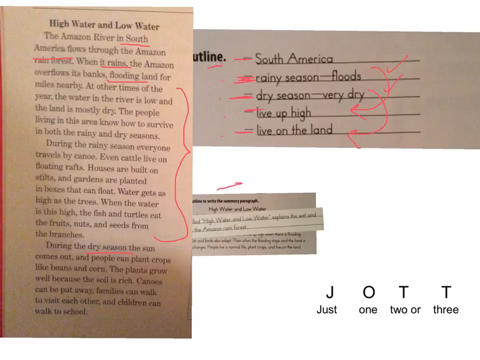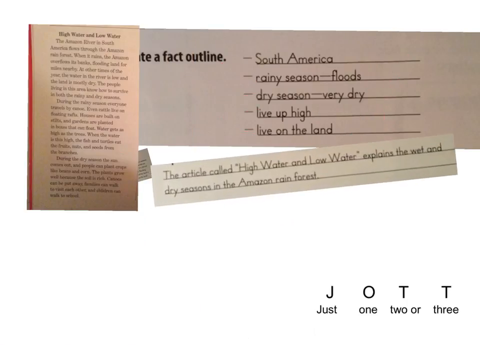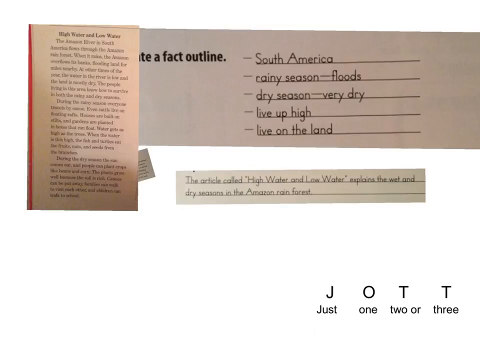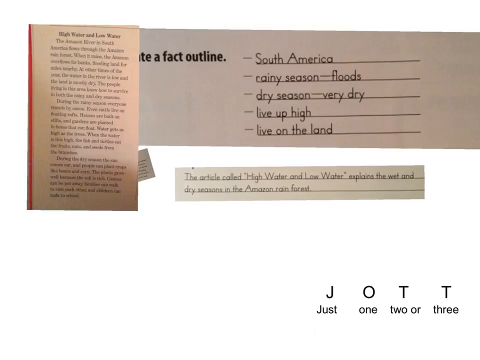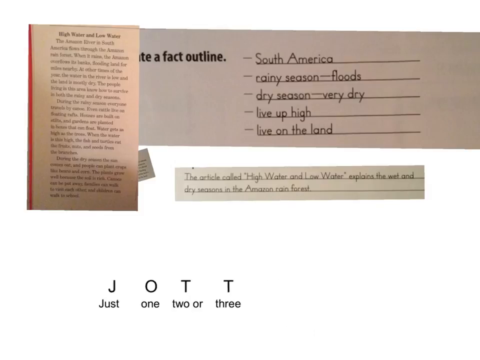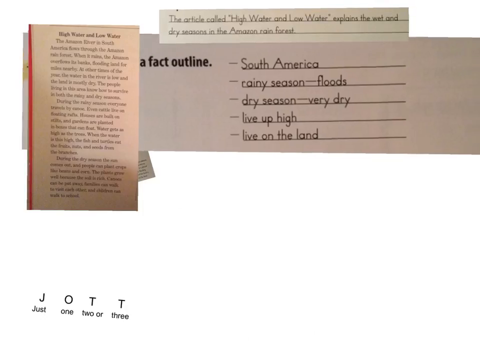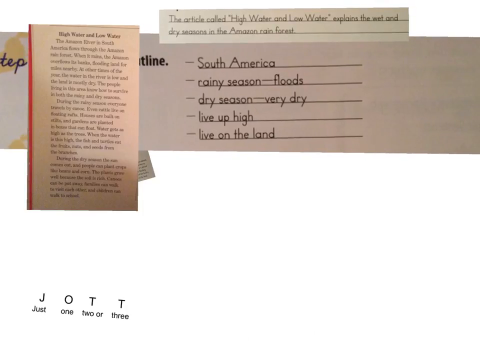Well, you've already got your topic sentence written. So here's the topic sentence that we've written. The article called High Water and Low Water explains the wet and dry seasons in the Amazon rainforest. Now, using the JOT technique of just one or two or three words in a phrase, we have our fact outline. So we're going to take our topic sentence along with our fact outline and come up with our summary sentences. We're going to take each of these main ideas and we're going to basically put them into sentences.